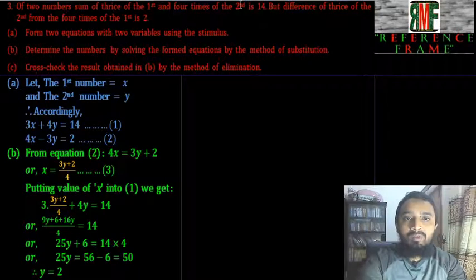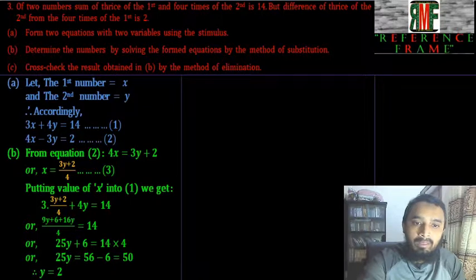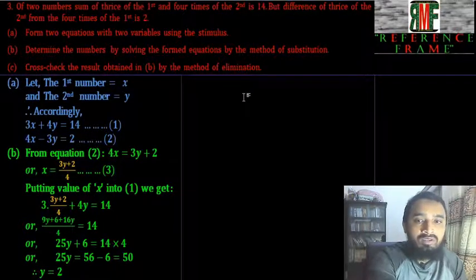Now we will put the value of y into equation 3. Why will we put it into equation 3? Because look, if we put it into equation 3, we get the value of x directly. Okay, so let's put it in.